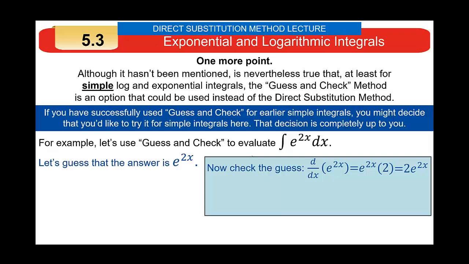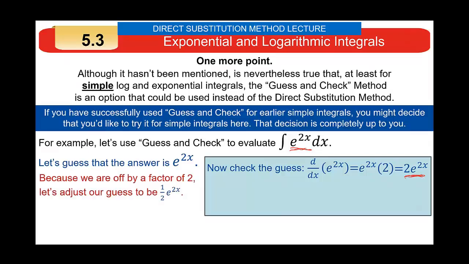So no, I didn't match it exactly. I'm twice as big as I needed to be. I wanted to get e to the 2x, but I got 2e to the 2x. So my guess was double what I expected, so maybe I'll adjust the guess and say, well, okay, if my guess was double what I wanted, why don't I adjust my guess to be half of my original guess? So I'll adjust my guess and guess that the result is 1/2 e to the 2x and check that.